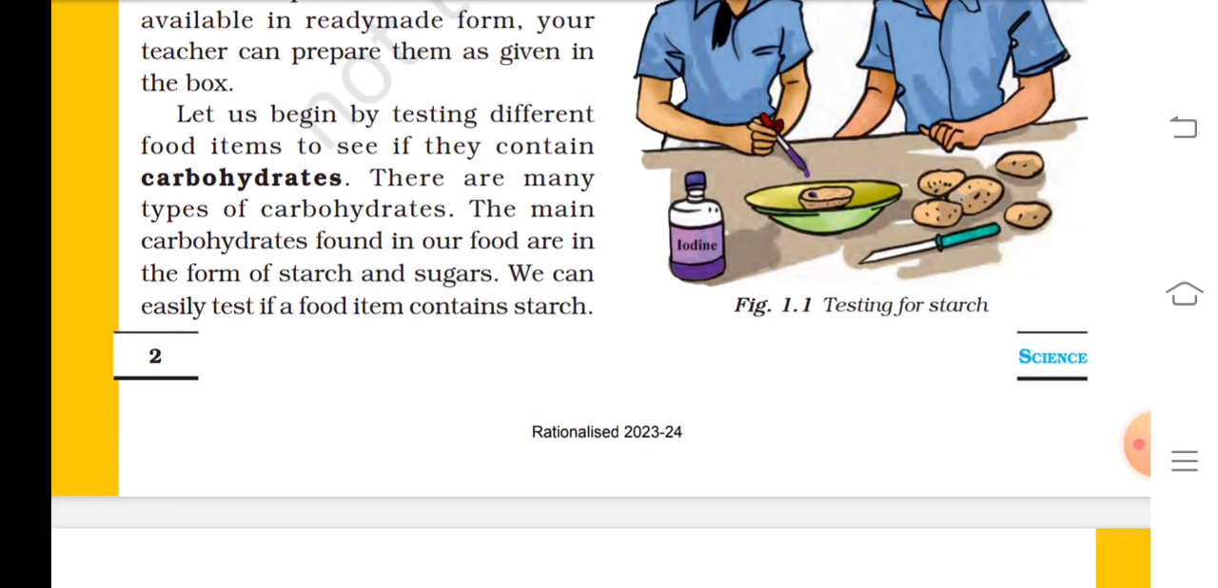Let us begin testing different food items to see if they contain carbohydrates. हमें different items को टेस्ट करके देखना है इसमें किसमें कार्बोहाइड्रेट है.